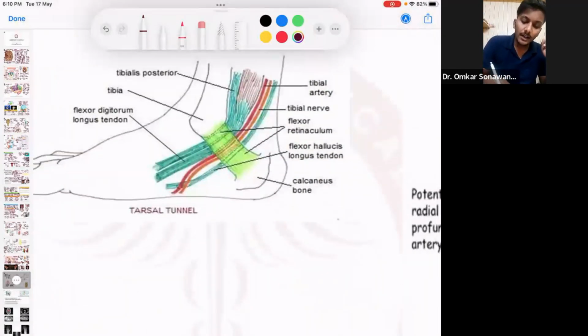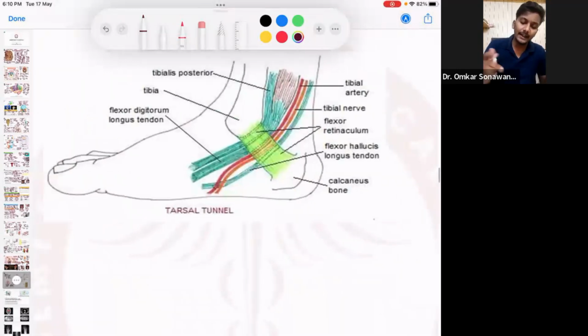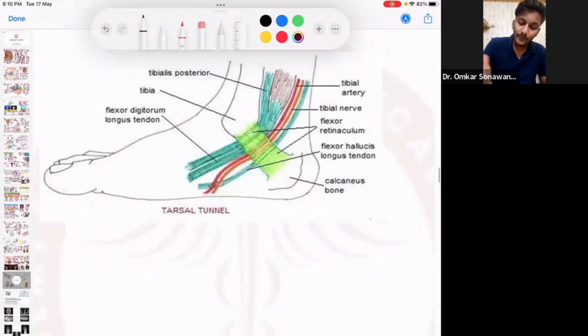Then flexor retinaculum is also present in the foot, at the ankle. It extends from the tibia to the calcaneum. So it is on the medial side of the ankle or the medial side of the foot. Okay, and this is your flexor retinaculum.